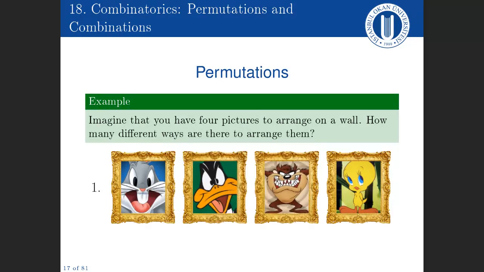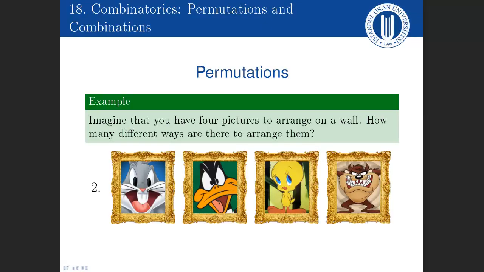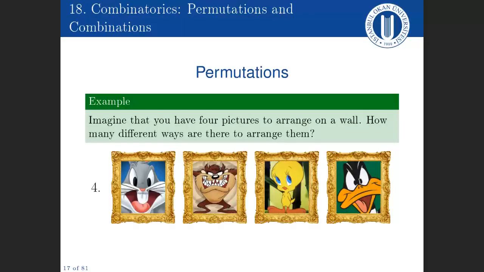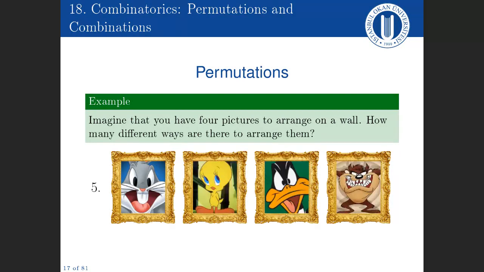Let's suppose these are your 4 pictures: Bugs Bunny, Daffy Duck, Taz, and Tweety. This would be 1. Or we might swap the position of the last 2 pictures. Arrangement 2 could be Bugs, Daffy, Tweety, Taz. Or number 3, we might do Bugs, Taz, Daffy, Tweety. Or Bugs, Taz, Tweety, Daffy. Or Bugs, Tweety, Daffy, Taz, etc.